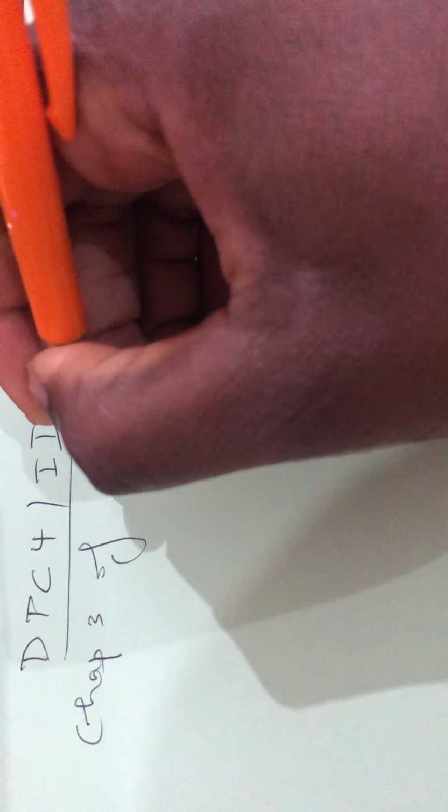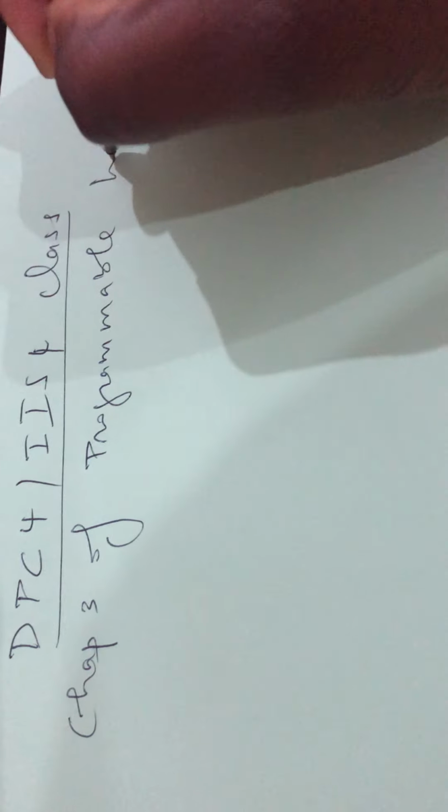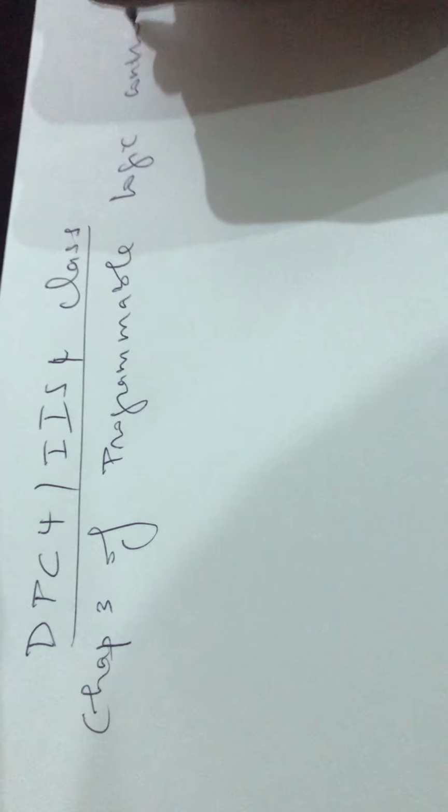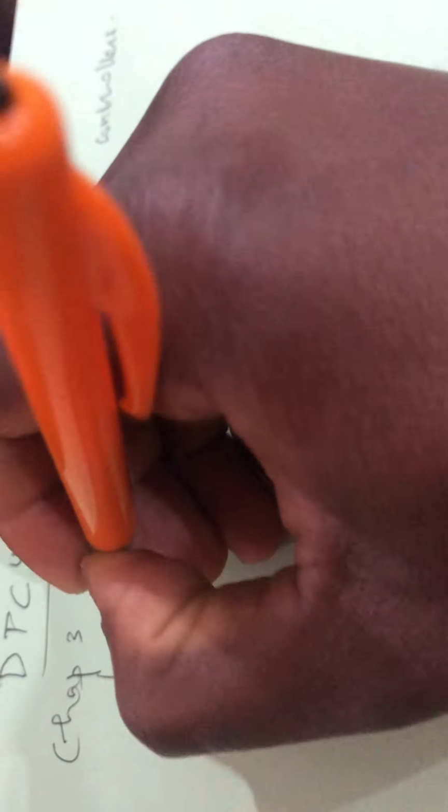So in today's DPC4 or IIS4 class, we are speaking about chapter 3 of our textbook, which is one of our textbooks. I'm referring here to Programmable Logic Controllers. And this chapter is about revision of digital systems.